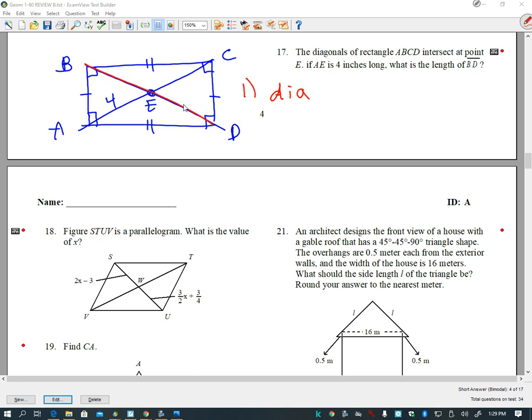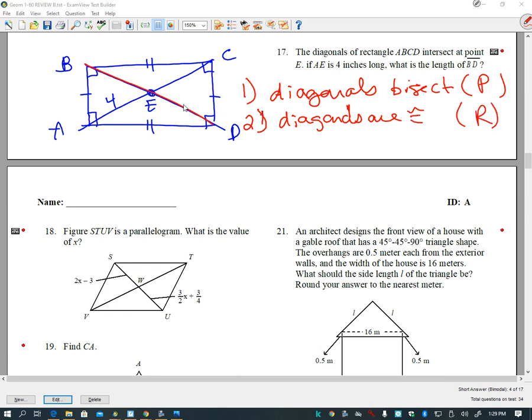So the first thing that we would say here is diagonals bisect, and that's true of a parallelogram. The second thing that you want to know is diagonals are congruent, and that is true of a rectangle. If I wanted to make sure I was going to get credit, I would probably include those two facts. It's a parallelogram, therefore diagonals bisect. It's a rectangle, therefore the diagonals are congruent. So if AE is 4, then EC is 4, which means AC is 8, which means BD is 8. Does that make sense? All right.